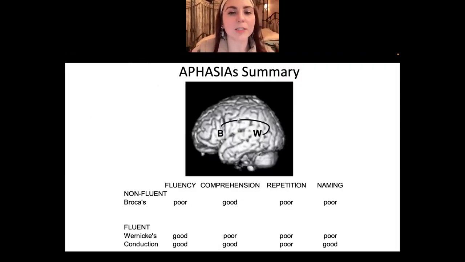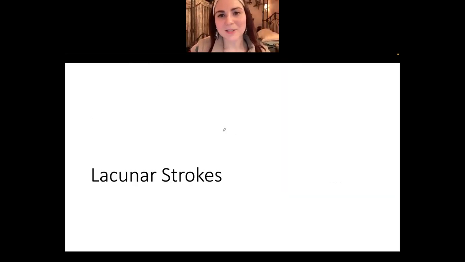But the main thing to remember is about this arcuate fasciculus. If it gets damaged, each individual place is fine, but you need both working at the same time to repeat, and that's why you have problems with repetition. That's pretty much it with a conduction. All right, those are aphasias.